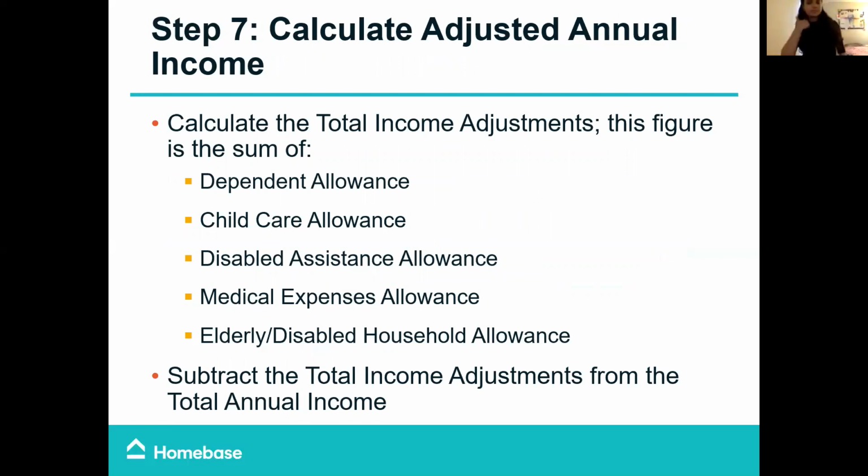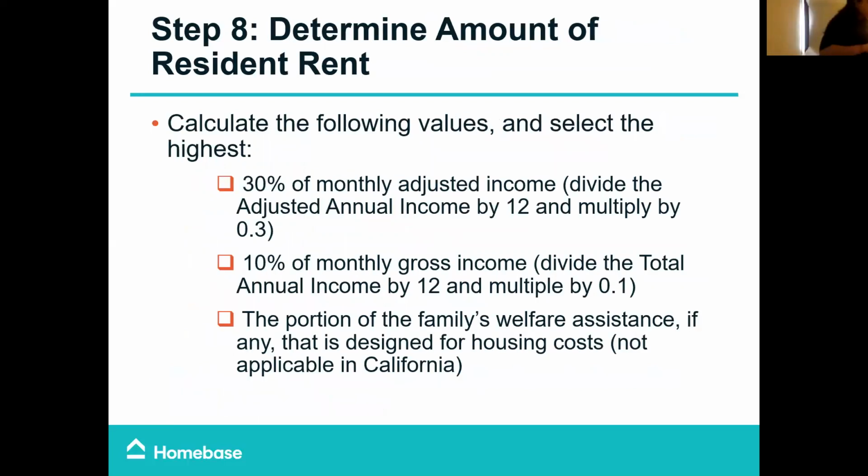So as I mentioned at the top, the way that you adjust the total annual income is you take the total income and you subtract all of the allowances. That part, once you've calculated the allowances, is pretty easy. Next slide, please. And now you have the total adjusted income.